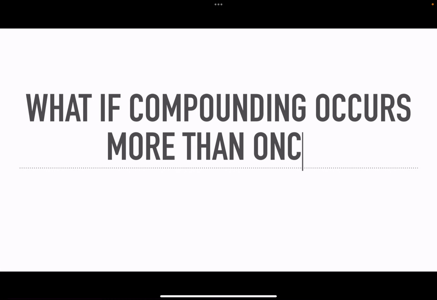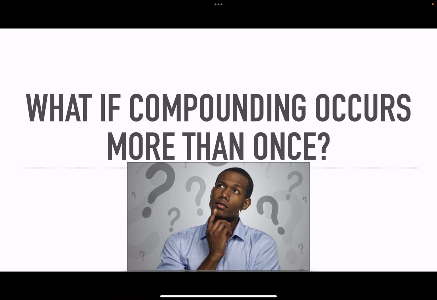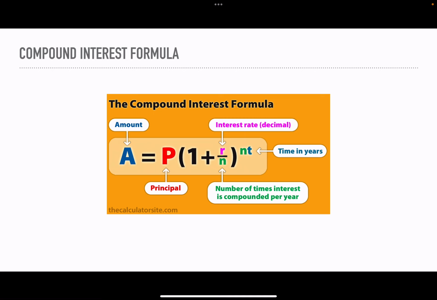Okay, now the previous examples were solved on the assumption that the compounding occurs once during a year. Okay, what if this is not the case? What if compounding occurs more than once? How will we solve the question? Okay, for this, we will have to use a slightly modified version of the formula.